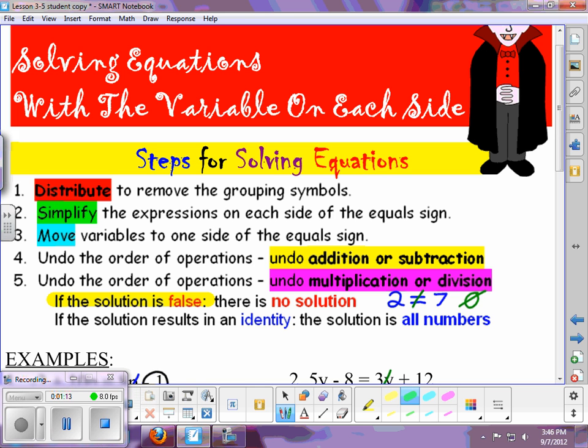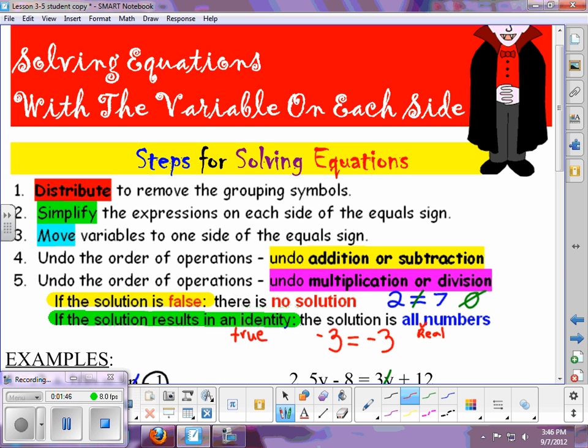Similarly, if the solution results in an identity, the solution is all numbers. Now, what that really means, an identity, is a true statement. If the solution is true, in other words. So something like -3 equals -3. That's true. So that solution would be all numbers. And more specifically, it would really be all real numbers.